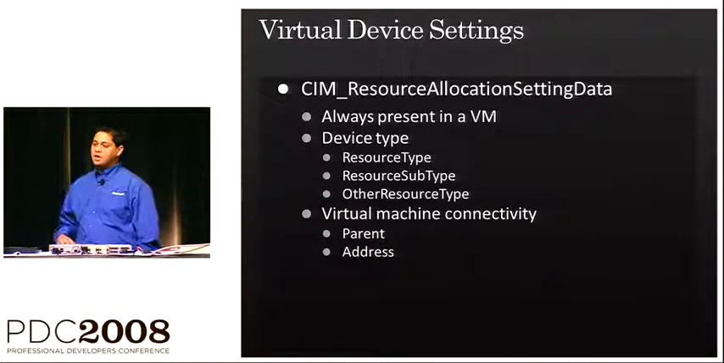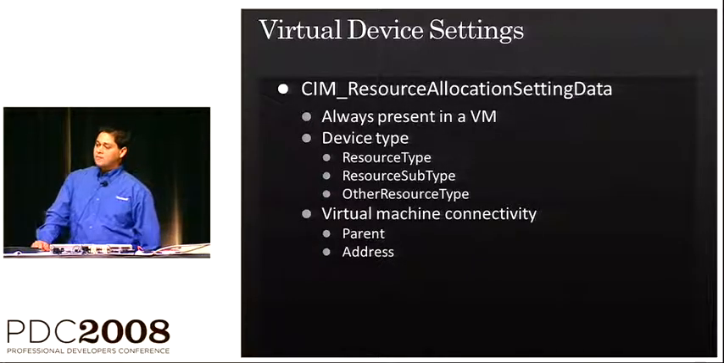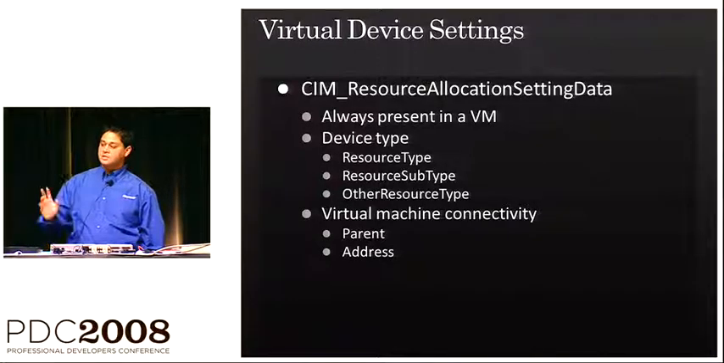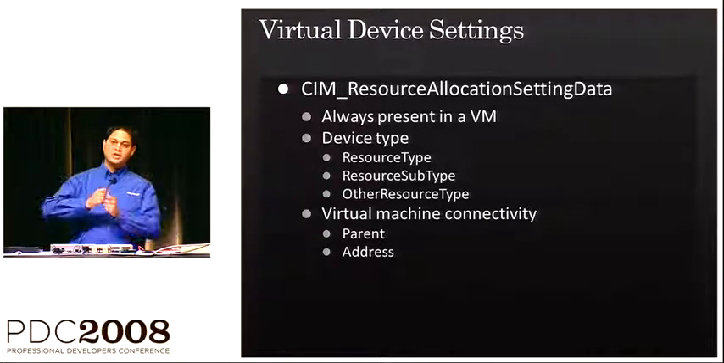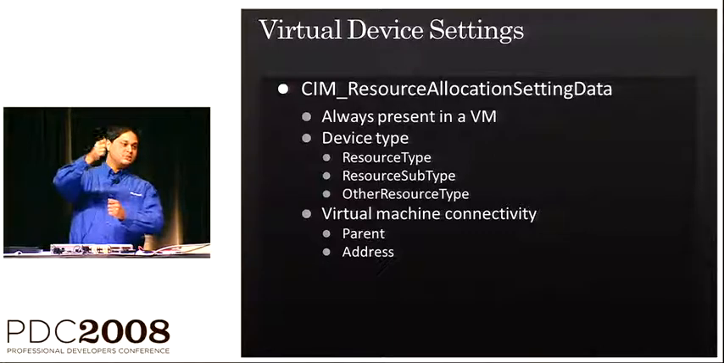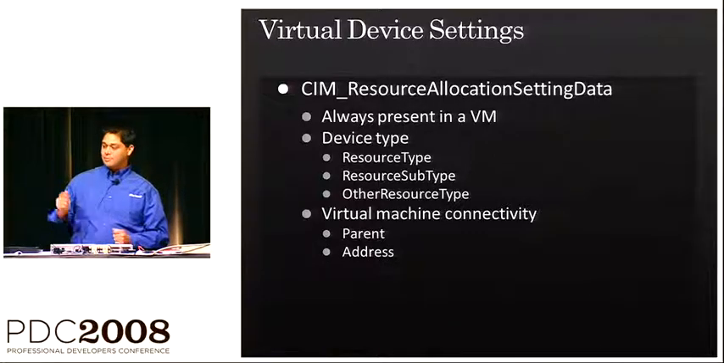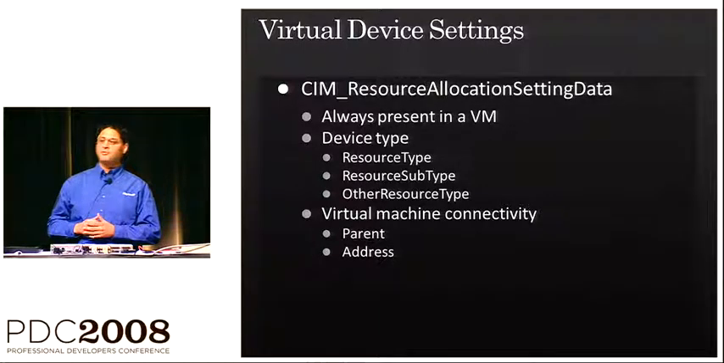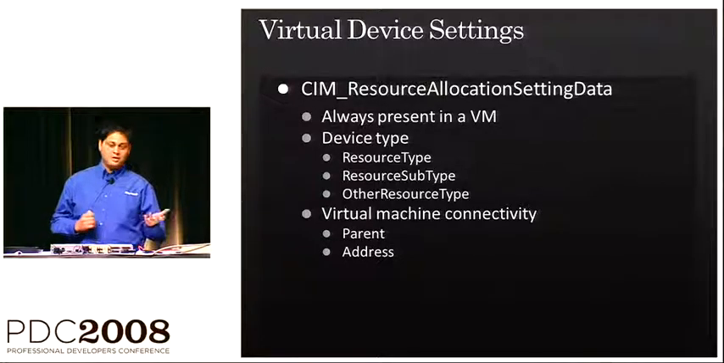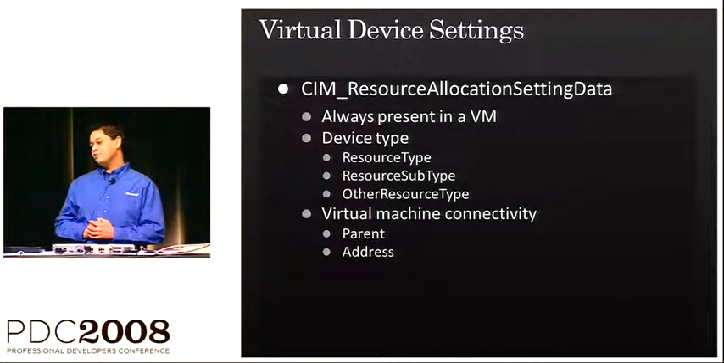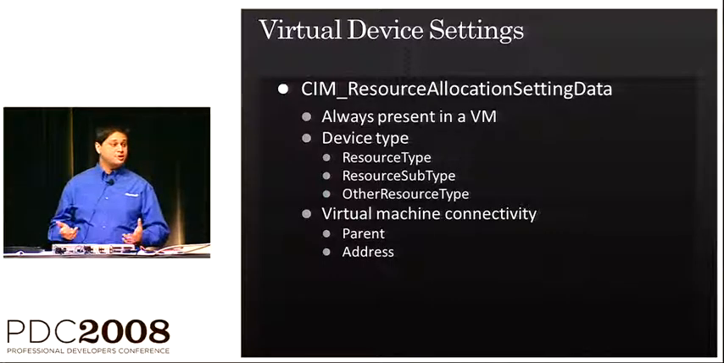A couple of other properties on the RASD are parent and address. These describe the connection from the device into the virtual machine. Let's talk about address first. For the Ethernet port we were talking about, for instance, that would be the MAC address for that Ethernet port. For a disk drive, for instance, it might be what bus address on the controller am I actually connected to.